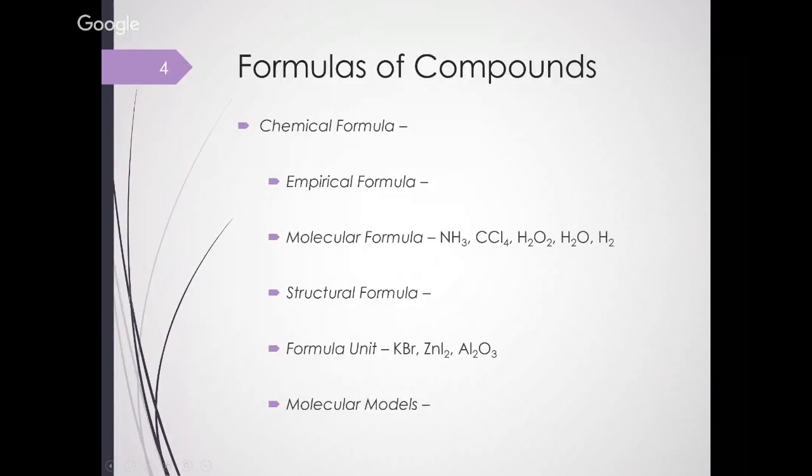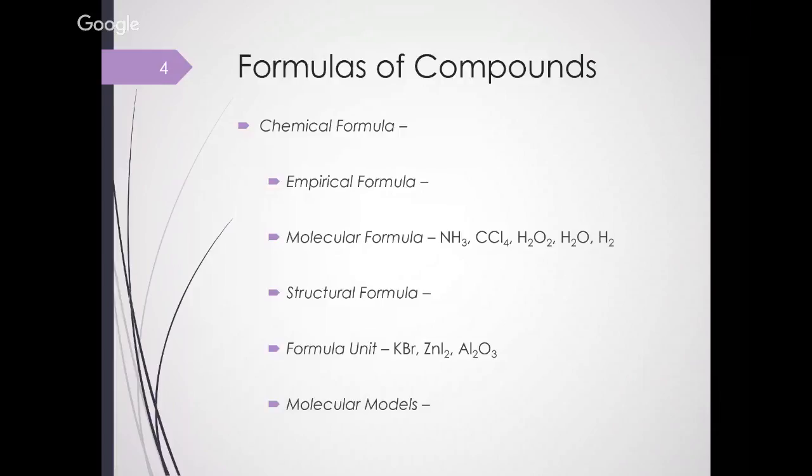Here we have ammonia, carbon tetrachloride, hydrogen peroxide, water, and elemental hydrogen. All of these are molecular formulas, and they're all empirical formulas except for H2O2, which we could simplify by dividing both subscripts by 2 to get H1O1. A structural formula tells you the connectivity between the atoms. It still tells you how many atoms there are and what type, but it gives you more detail because it shows you which atoms are bonded to each other for a particular compound.